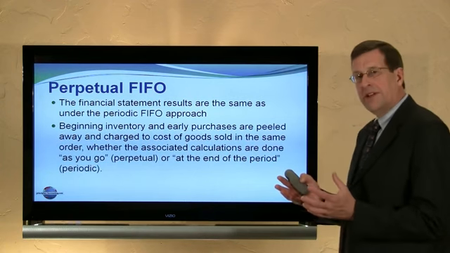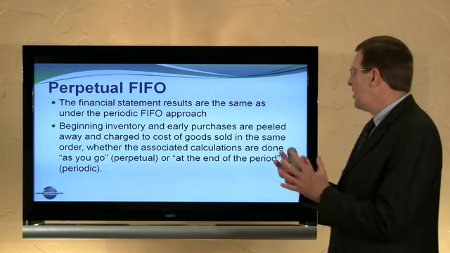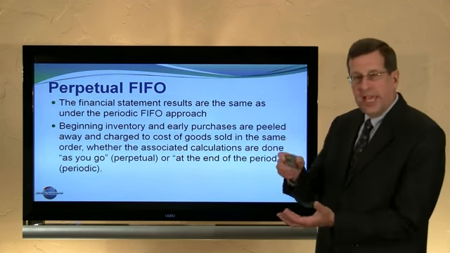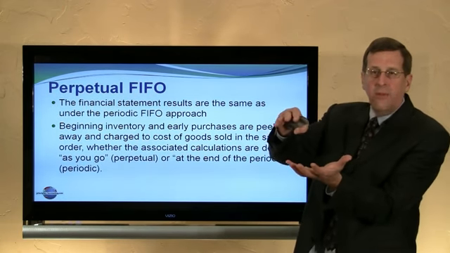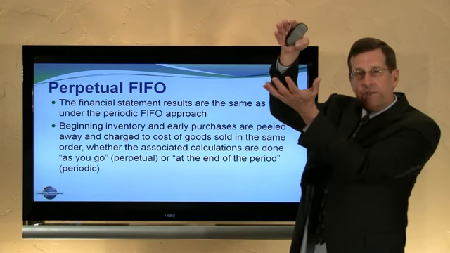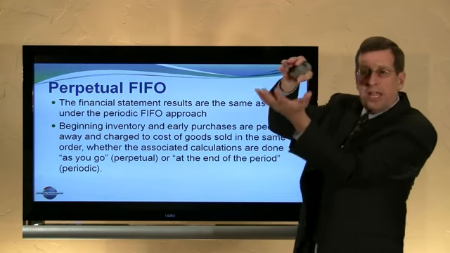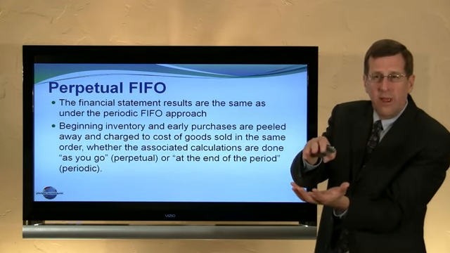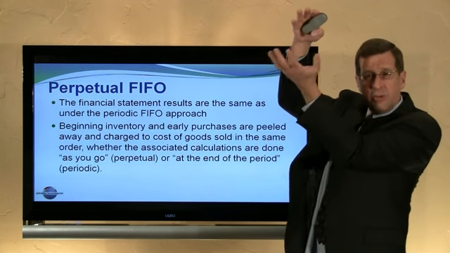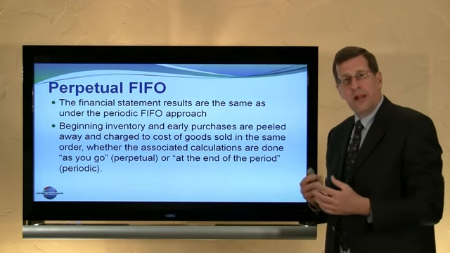Very simply, beginning inventory and earlier purchases are peeled away and charged to cost of goods sold in the same order, whether the associated calculations are done as you go or at the end of the period. So in other words, if this is our beginning inventory, this level, and we add to it by purchases and take away from sales, and add by purchases and take away from sales, we get a certain level of ending inventory from our very last purchases. That's the same whether we're doing this gradually as we go, or if we start here and then factor in all of our purchases and then subtract all of our sales at the end of the period on a periodic basis. We get the same ending result. So FIFO gives you the same result under periodic and perpetual.